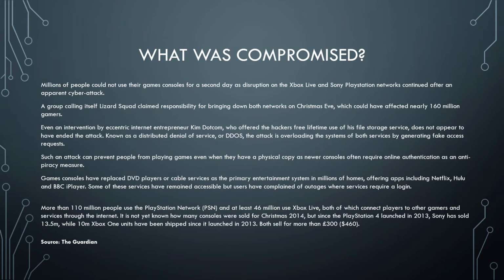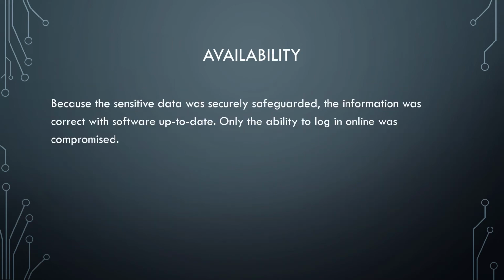The attack affected users around Christmas time and persisted for a while, as most of the software and network engineers for these respective companies were off for Christmas, they were on holiday. So Xbox and Sony had to call in staff to fix the issue. These players for some time were unable to log into their respective gaming platforms. So is this an example of a confidentiality, integrity or availability breach? Yep, it's just availability, because the sensitive data was securely safeguarded, the information was correct with software up to date, only the ability to log in online was compromised.